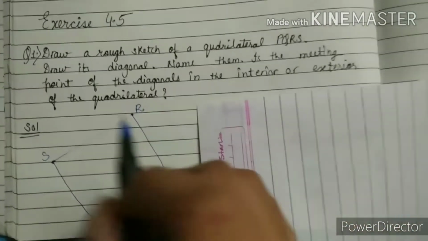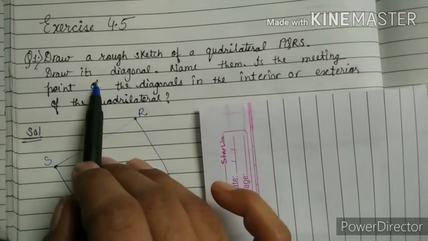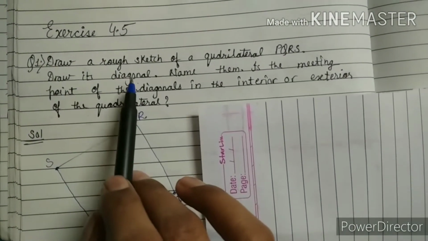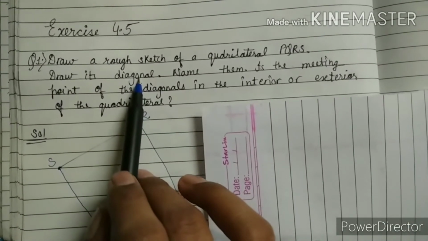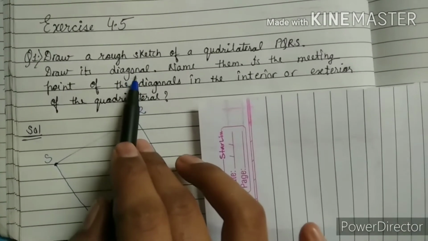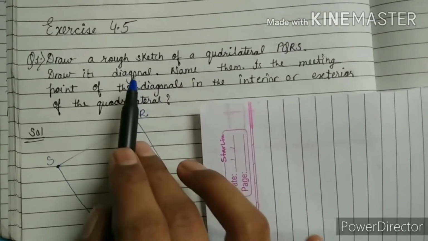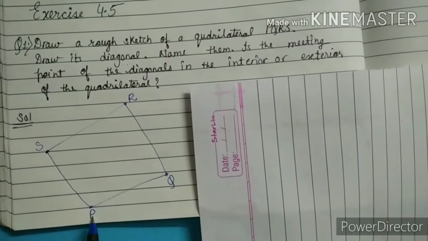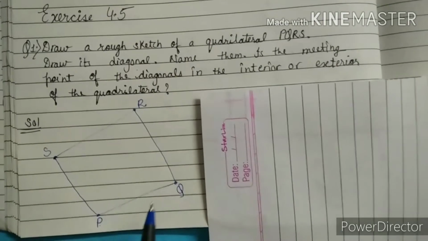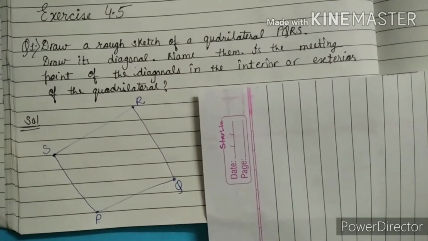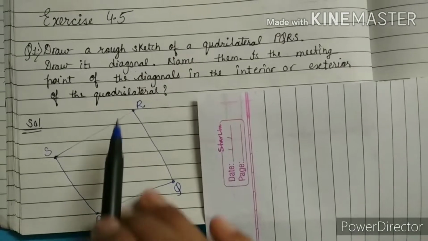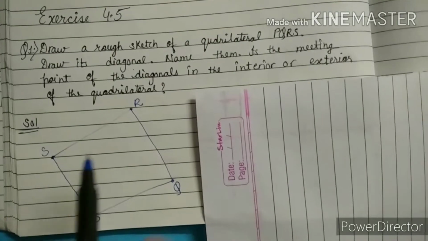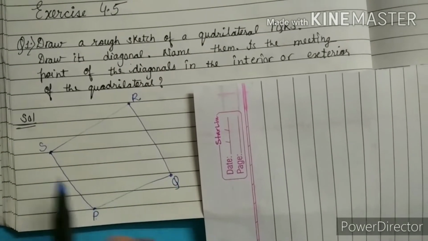Now the next question is draw its diagonal. What is the meaning of diagonal? Diagonal means when you join opposite vertices to each other, you get the diagonal. It means P opposite is R and Q opposite is S. Understood? We have to join P to R and Q to S with line segments only, and the diagonal will come only inside the figure.